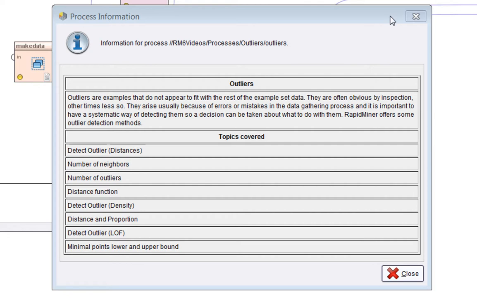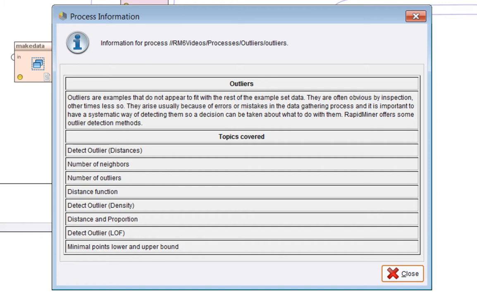This video is about outliers. Outliers are examples that do not appear to fit with the rest of the example set data. They are often obvious by inspection, other times less so. They arise usually because of errors or mistakes in the data gathering process, and so it's important to have a systematic way of detecting them so a decision can be taken about what to do with them.